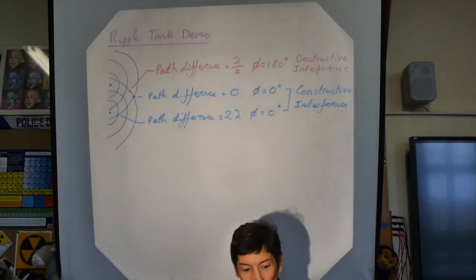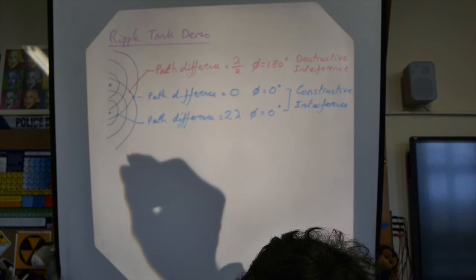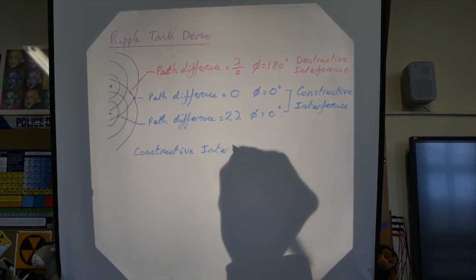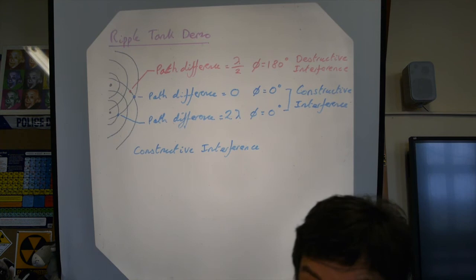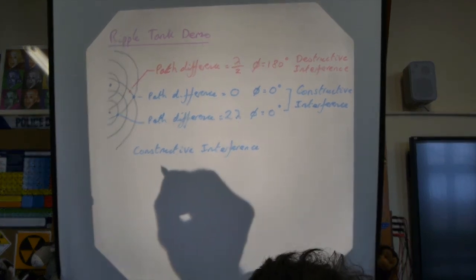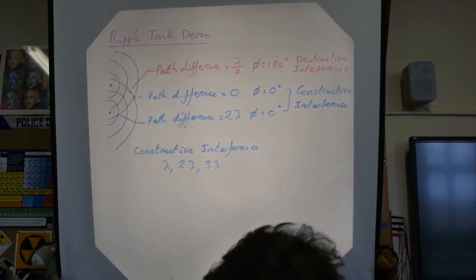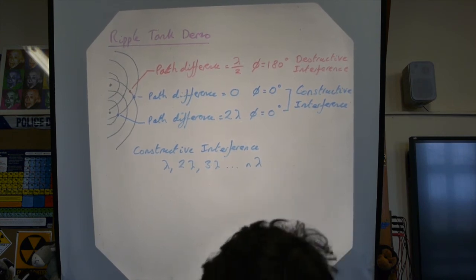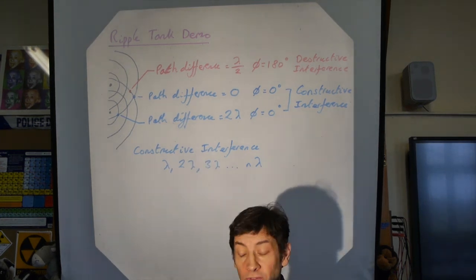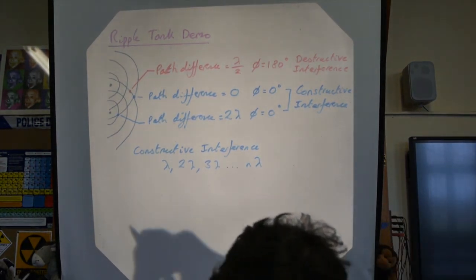So finally on this bit, let's look at what we need to create constructive interference and then destructive interference. So for constructive interference, I think you've probably worked it out by now, okay? There's got to be no path difference, okay? Or lambda, two lambda, three lambda, etc., dot, dot, dot, n lambda. So if that is the path difference, then the waves will always arrive in phase, okay? They will always add up and you'll always get constructive interference. But let's now look at destructive interference.